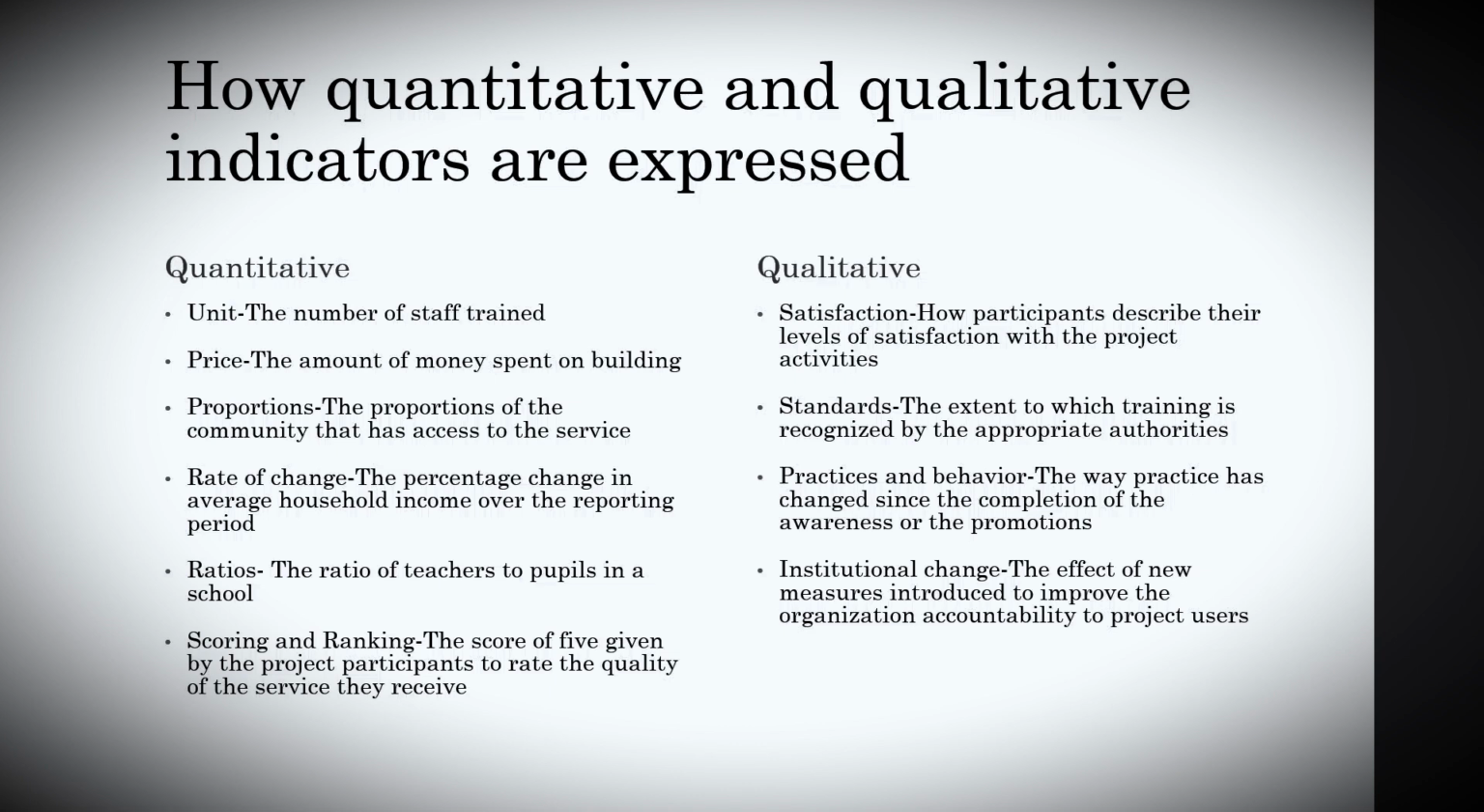Qualitative indicators are expressed as, number 1, satisfaction: how participants describe their level of satisfaction with the project activities. They are expressed as a standard, for example, the extent to which training is recognized by the appropriate authority, such as the government. They are expressed as practices and behavior, for example, the way practice has changed since the completion of awareness or promotions. Institutional change: the effect of new measures introduced to improve the organization's accountability to project users.